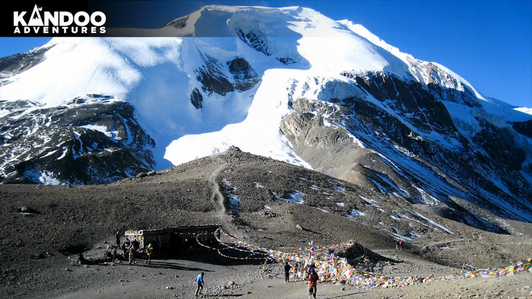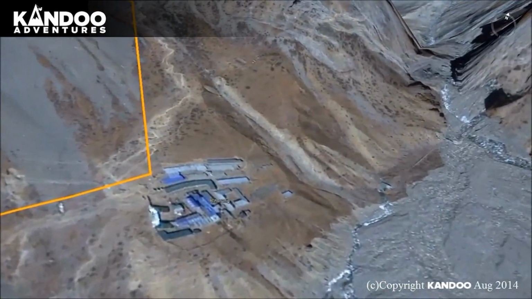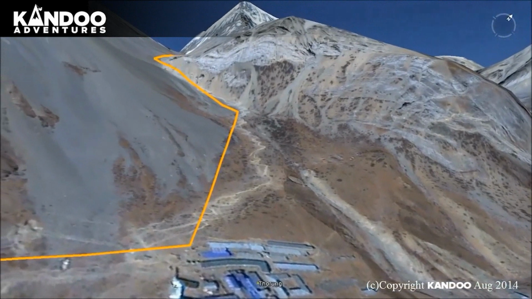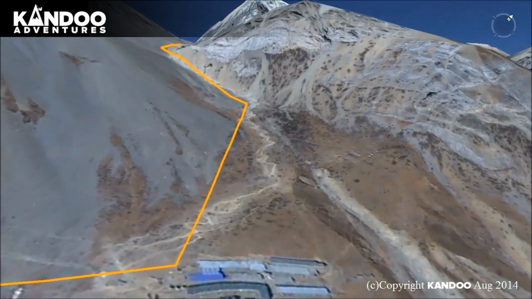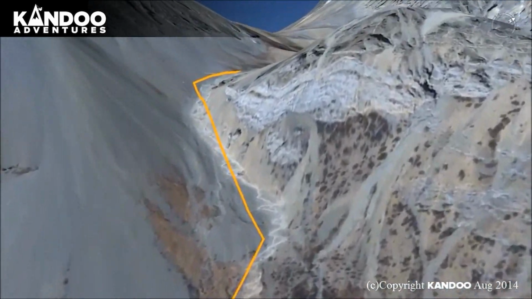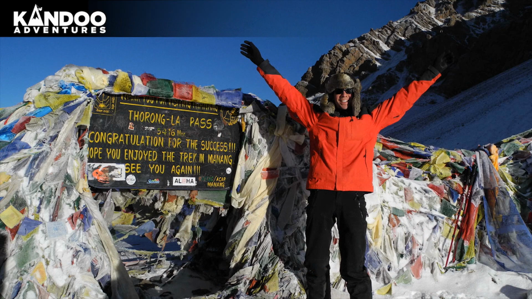Day 13, cross Thorong La and trek to Muktinath. You have an early start today for the crossing of Thorong La at 5,416 metres. The trail becomes steep immediately on leaving camp, but as local people have used this trail for hundreds of years, the path is well defined. The gradient then eases, and after around 4 hours of steady climbing, you reach the prayer flags of the pass.